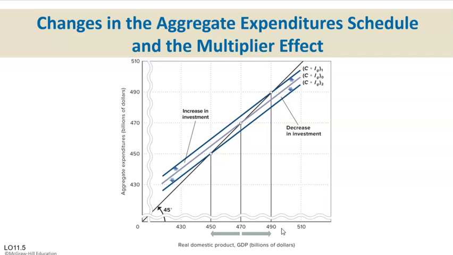So think about what that means for the multiplier. That means our multiplier is 5, because that initial change in spending got multiplied 5 times and resulted in a larger change in GDP. So to recap, an increase in investment will cause an increase in aggregate expenditures and a much greater increase in GDP. And a decrease in investment would cause a decrease in aggregate expenditures and a much greater decrease in GDP.